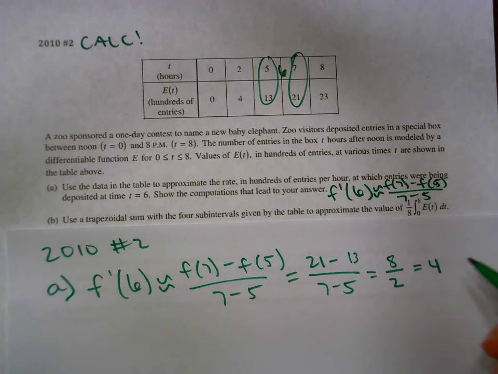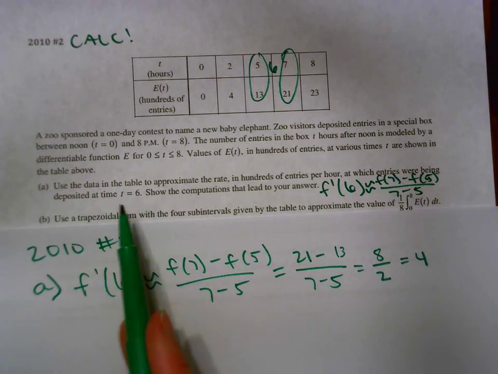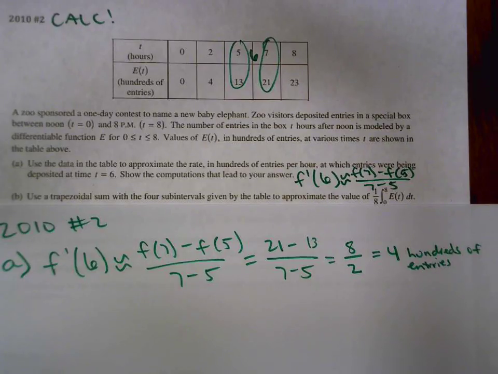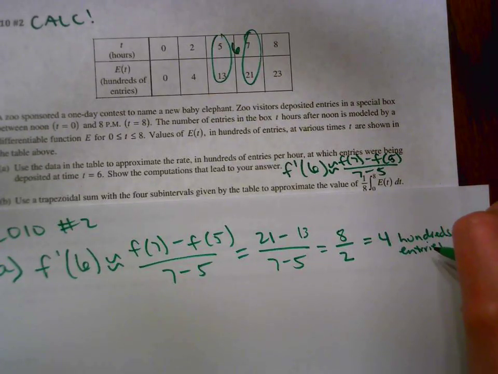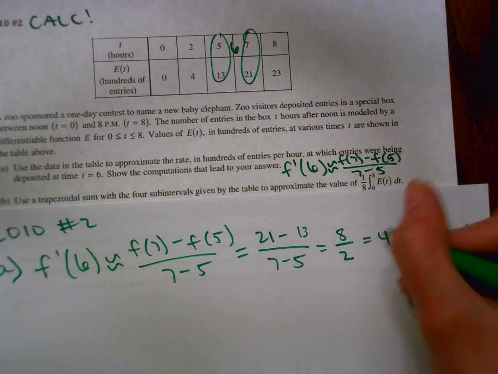Which we could simplify to be 4 if we wanted, and then let's put our units, which it told you the units you wanted, right? Hundreds of entries per hour. And, oops, I don't know how I'm spelling entries. Entries, make that 1 R, per hour.